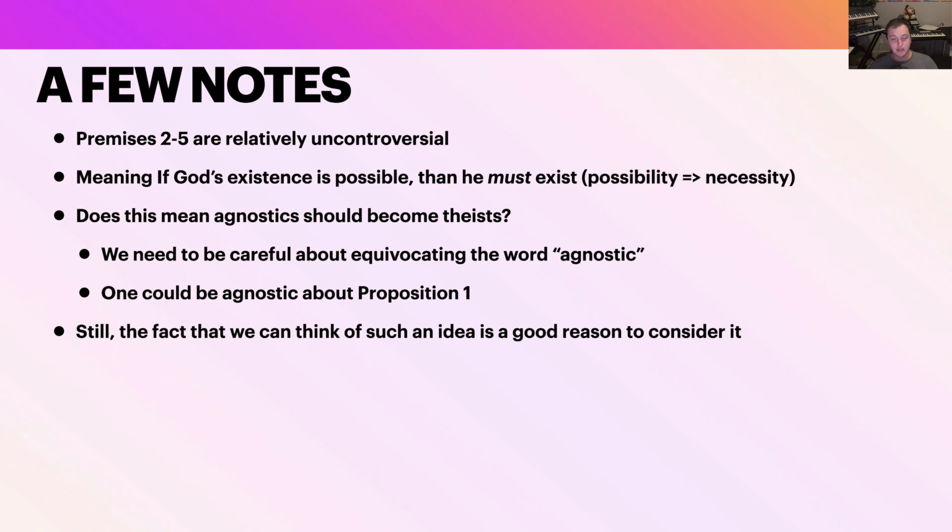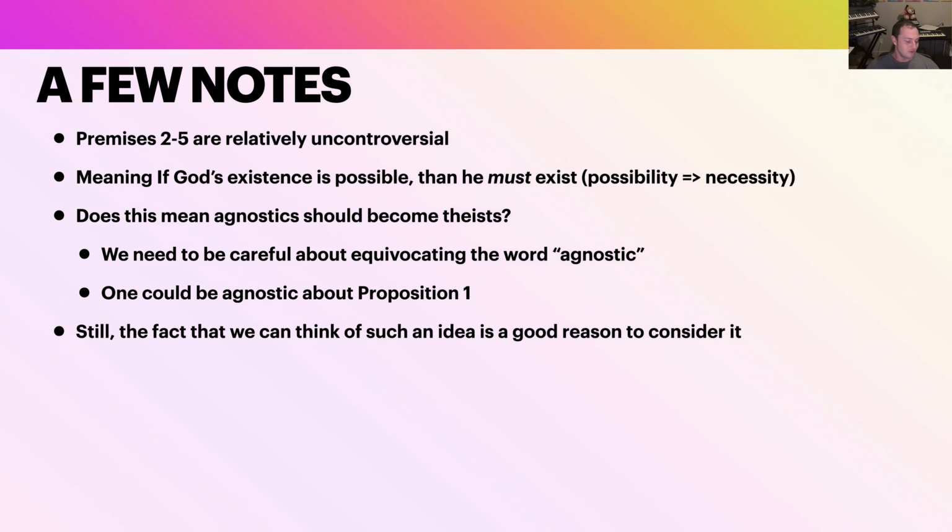But I think the fact that we can at least think of this is a good reason to at least, a priori, consider it. We can't imagine what a married bachelor would look like. That's just ridiculous. But we can, of course, imagine a maximally great being. Of course, we can imagine things that eventually turn into contradictions. So that's not the strongest argument here.